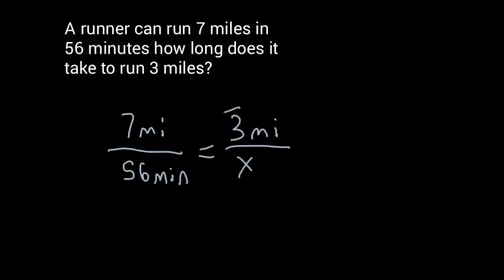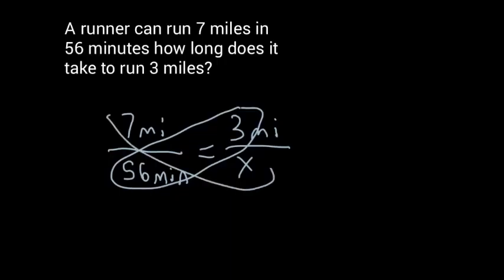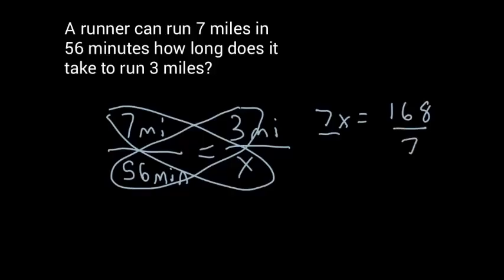So again, we're going to do the same steps to solve this. 7 times x is 7x, and then 56 times 3. 3 times 6 is 18 plus the 1. So 3 times 5 is 15 plus the 1 is 16. So now I have 7x equals 168, so I'm going to divide by 7. 7 goes into 16 twice, with 2 left over. 7 goes into 28 4 times. So x equals 24. So our answer: the runner can run 3 miles in 24 minutes.